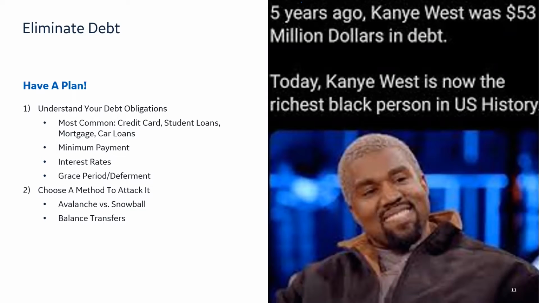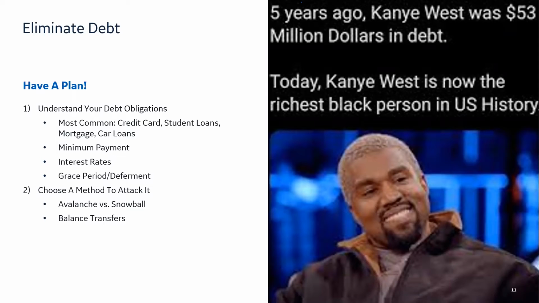And then again, choose a method to attack it. There are a couple of methods that I think are pretty mainstream, which are the avalanche method, as well as the snowball method. Those are two methods of approaching debt payment. The one that I chose to use, for example, is the avalanche. That strategy is paying off your debt starting with the highest interest rate, the one that will negatively compound against you the most. So start there. That's going to be your credit cards with like 22% interest rates.